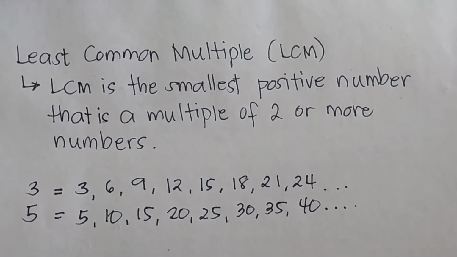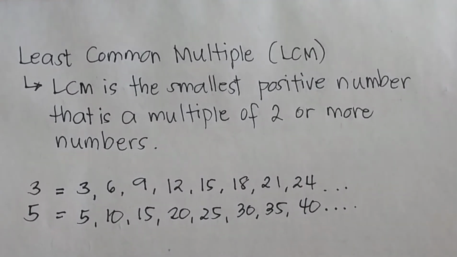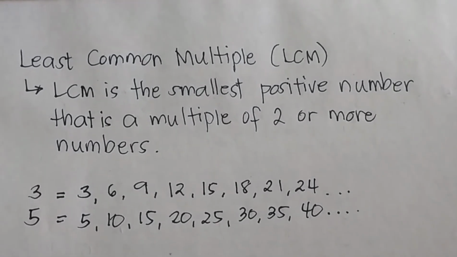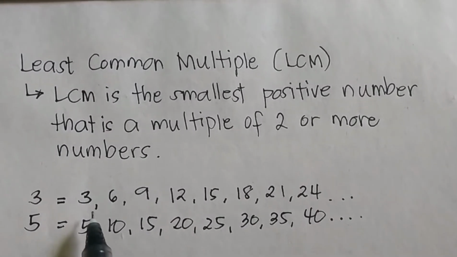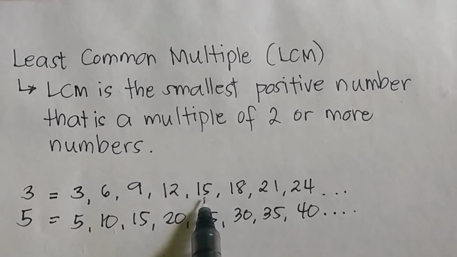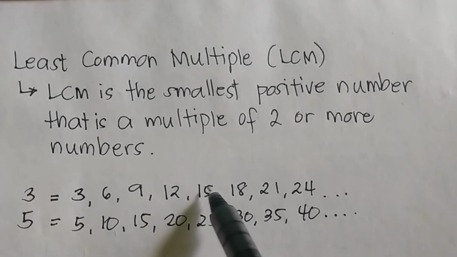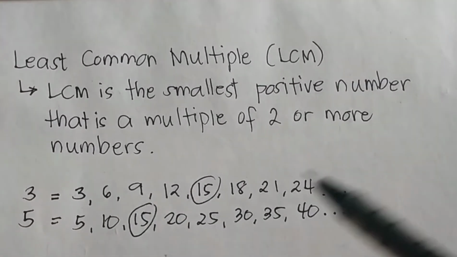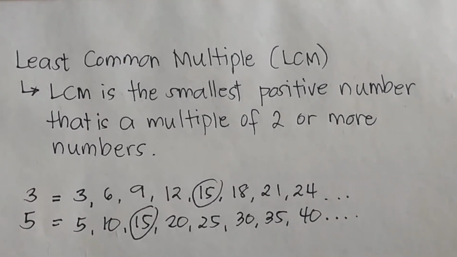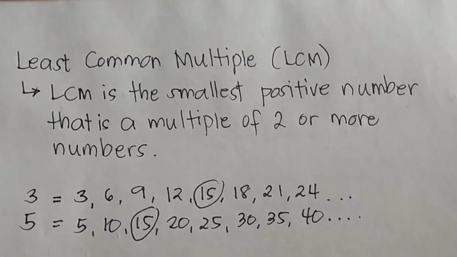Since we are looking for the least common multiple, or the smallest positive number that is a multiple of the two numbers 3 and 5, we find the smallest number in the multiples for both numbers. So, 3, 6, 9, 12, 15. There is 15 in the multiples of 5. So, this is the same number that they both have. So, our LCM is 15 for the numbers 3 and 5.